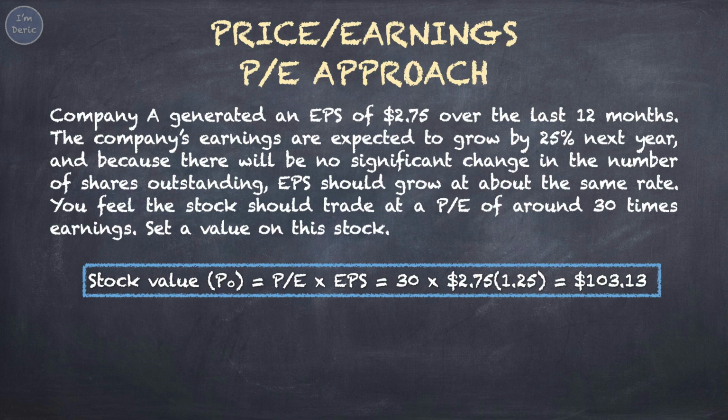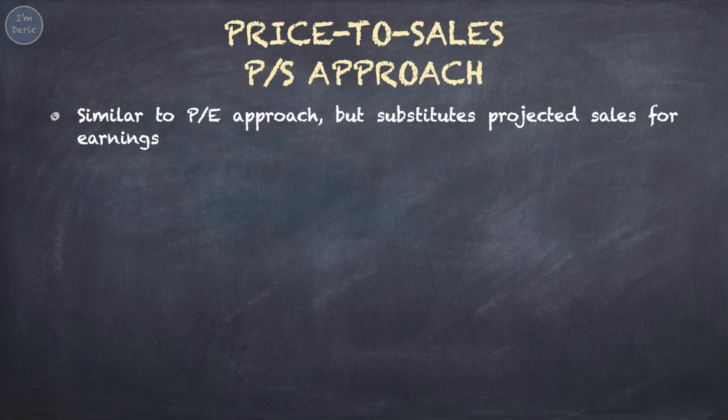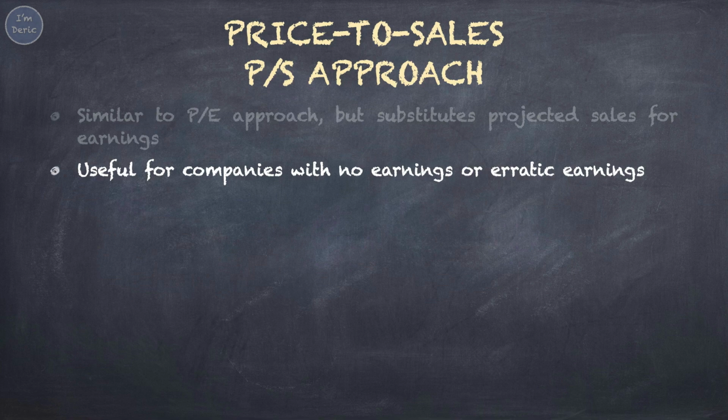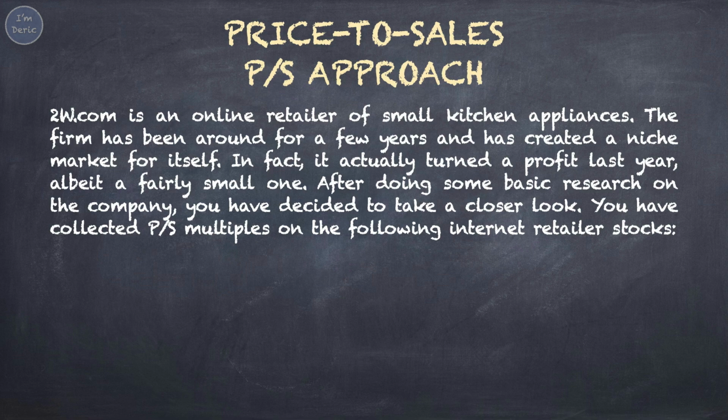Next, we have price to sales, PS approach. It's similar to PE approach, but substitutes projected sales for earnings. It's useful for companies with no earnings or erratic earnings. To get the stock value or intrinsic value, we take PS ratio times sales per share. Let's look at this example.